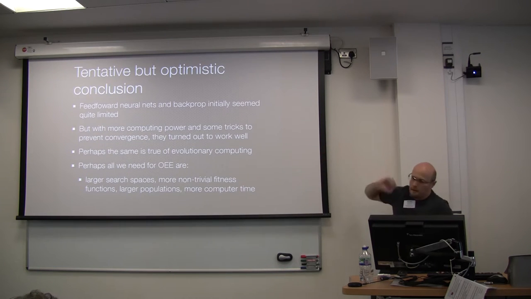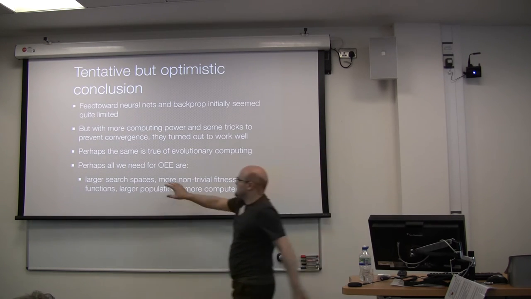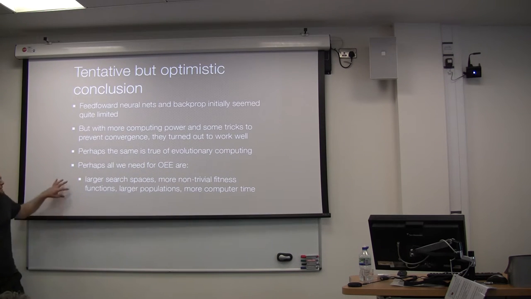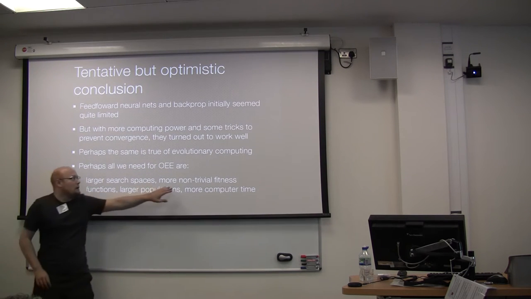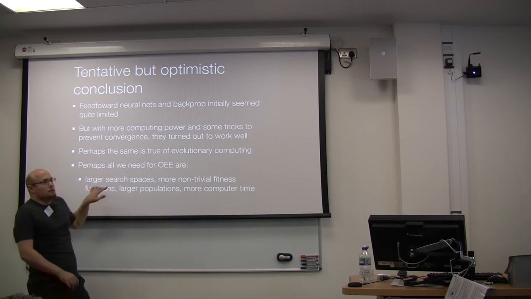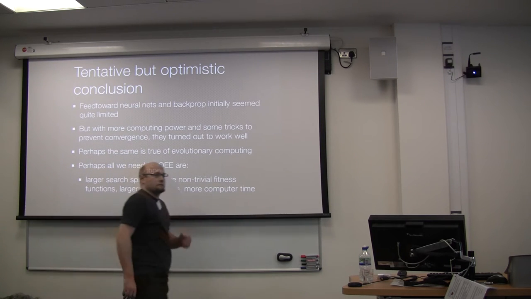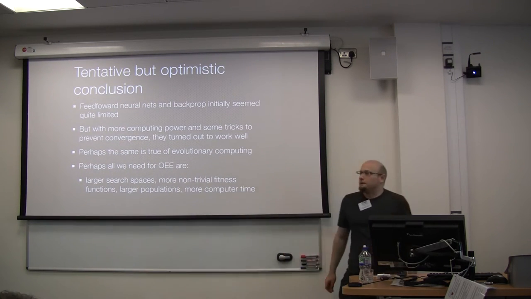Finally, my conclusion: maybe all we need to do to get open-ended evolution is just do genetic algorithms, but with really big search spaces, really non-trivial fitness functions, and really large populations, so you get the evolution of the four groups. So yeah, that's it.